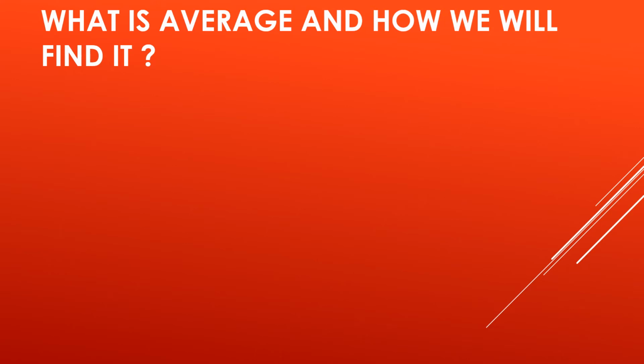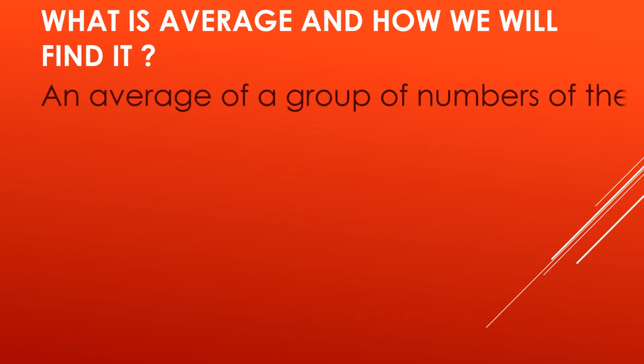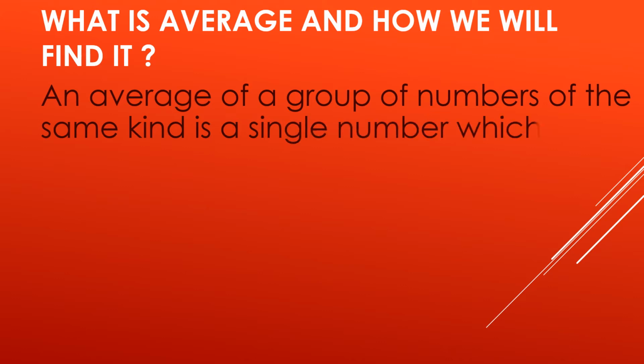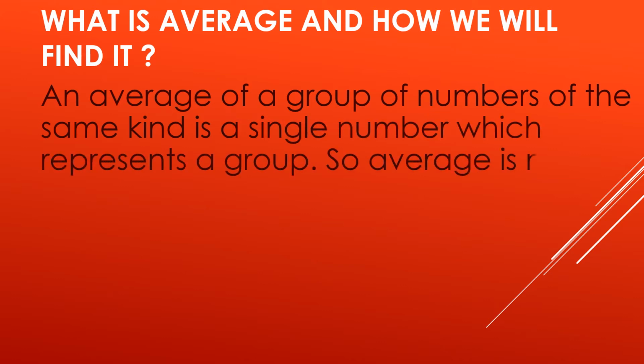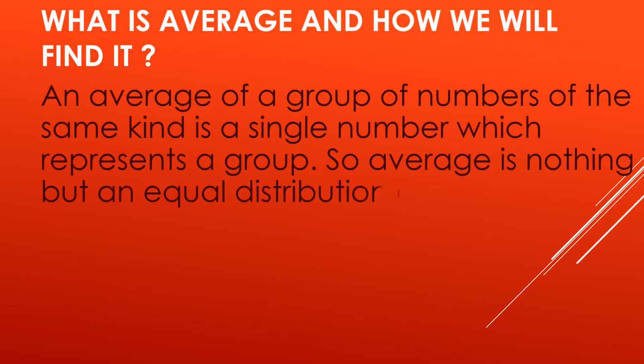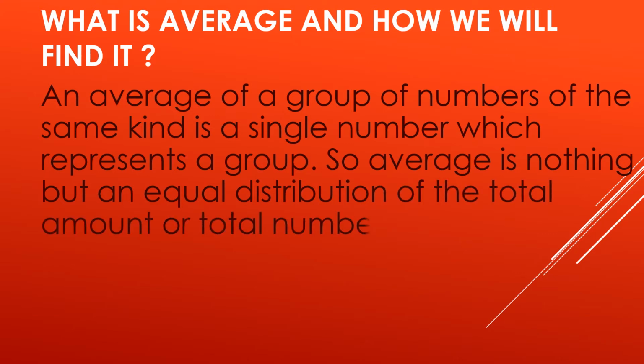Today we are going to start a new chapter, chapter 10, Average. What is average and how we will find it? An average of a group of numbers of the same kind is a single number which represents a group. So average is nothing but an equal distribution of the total amount or total number of addends.